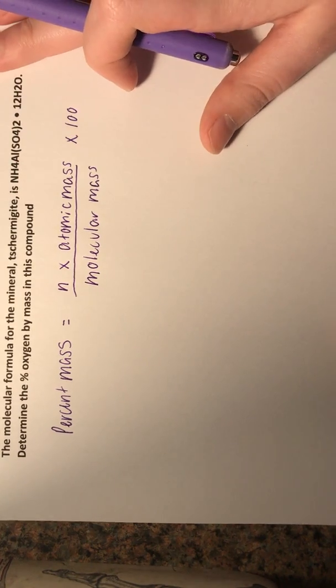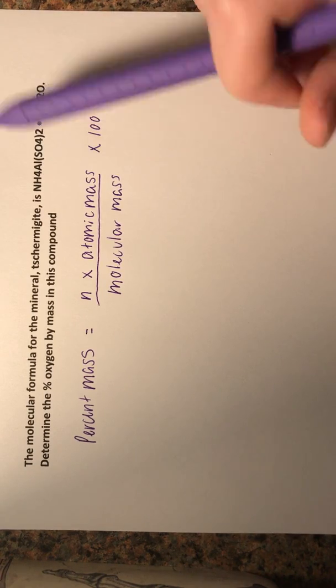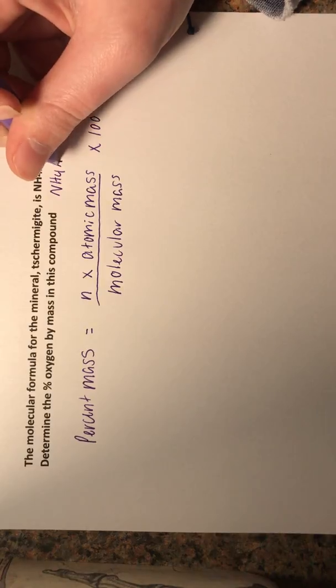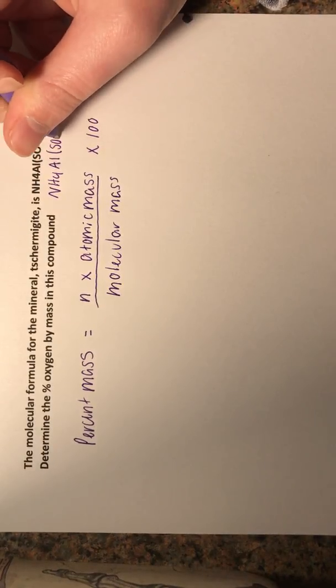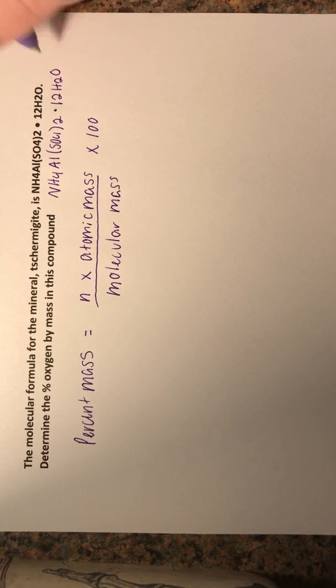So we've got a lot of numbers going on. These are supposed to be subscripts, so let me just rewrite this. NH4Al(SO4)2 times 12 H2O.